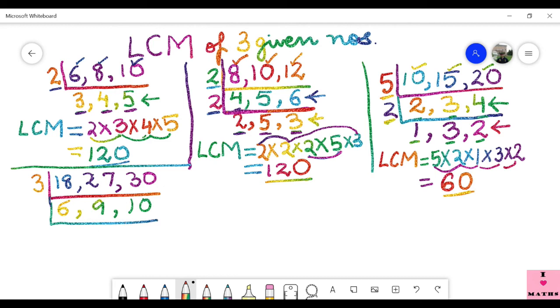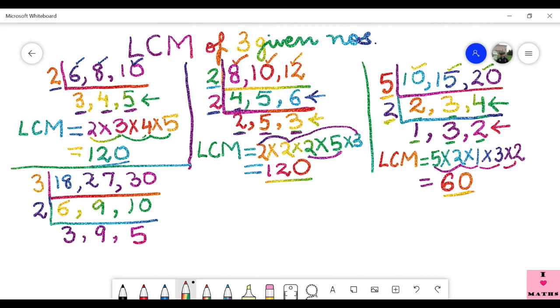Now children, we can divide in the next step by 2 or by 3. Whichever number we will use, the answer will be the same. So I will use 2. 2 3s are 6. 9 does not come in the table of 2. So 9 will be copied as it is, beta. Remember, wherever that number does not come in the table, we copy it as it is. 2 5s are 10.